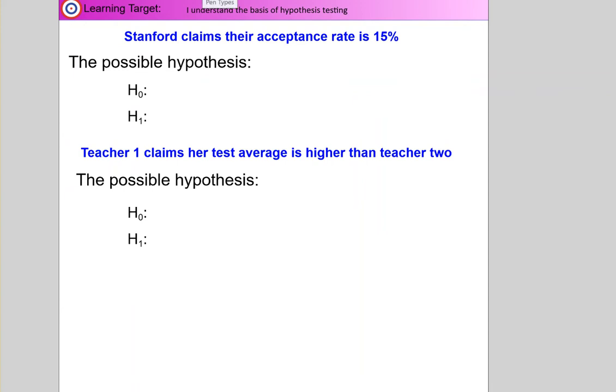All right, so if we look at the examples on pink page 140, it says Stanford claims their acceptance rate is 15%. So first of all, we're talking about a percentage here, right? We have 15%, so I'm going to use p as my notation. And remember, your null hypothesis is always that it's equal. So p equals 0.15. That's my null hypothesis, that the proportion is 0.15. That's our claim.